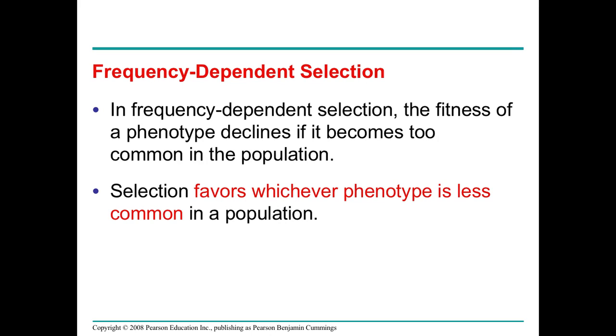So, frequency dependent selection is basically the fitness of a phenotype going down if it becomes too common. If we have a phenotype that is just way too common, it actually makes your fitness go down in that population. So natural selection actually favors the phenotypes that are less common.